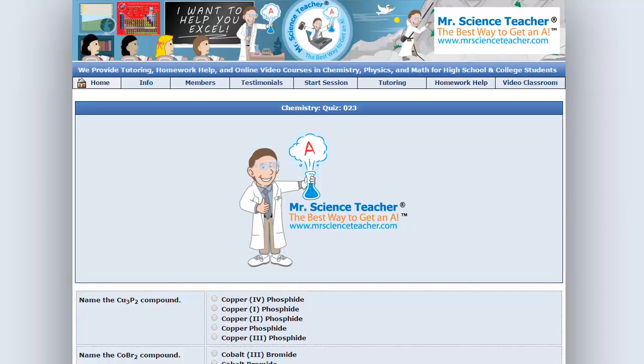Quiz 23. Name the Cu3P2 compound. Well, we have Cu3P2. We just do that reverse crisscross game like that. And that's going to give us Cu with a +2 and P with a -3. See that? Copper 2 phosphide. Okay.